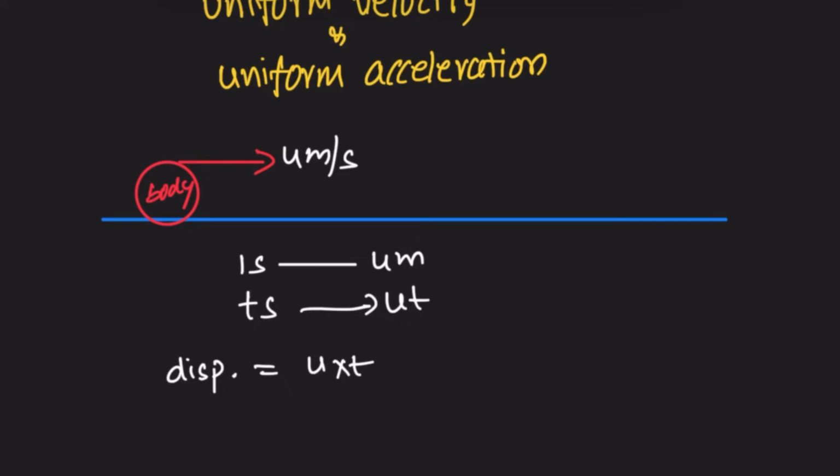So what does uniform velocity mean? Look here, again, we discussed a body moving with uniform speed in a straight line. Then the body is said to have uniform velocity or uniform motion. So under uniform motion, we have only one kinematic equation, that is displacement is equal to uniform velocity into time.